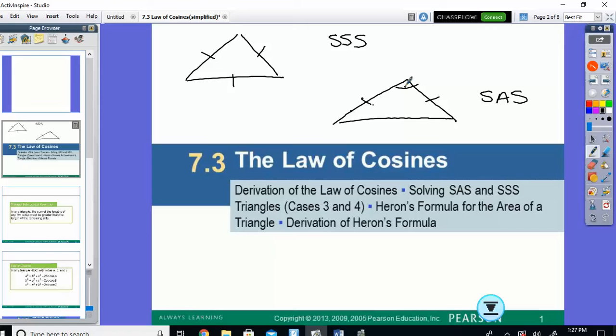We can't set up the law of sines here because I don't have a matching set of information. Like I need angle A and side A, or angle B and side B in order to do the law of sines. Since I don't have a corresponding angle and side, that won't work.